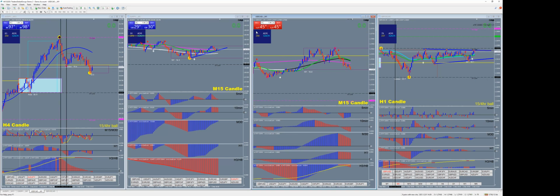This morning when I looked at the charts, the price was barely moving. I'm like, oh crap, this is going to be a lousy day. And then the pound yen set up.